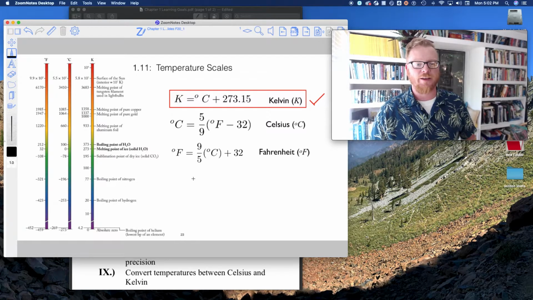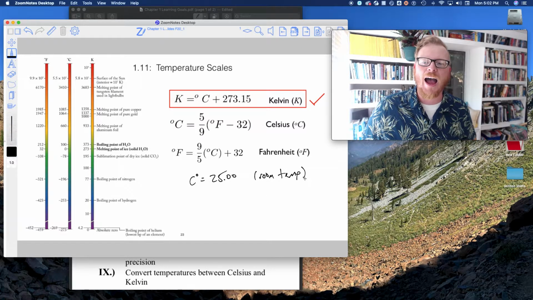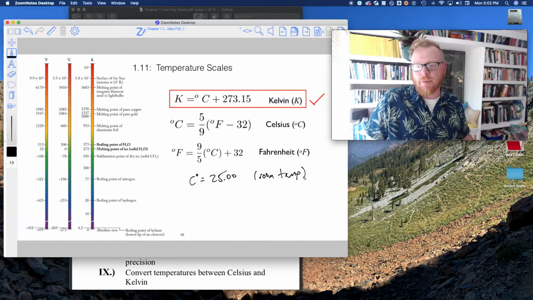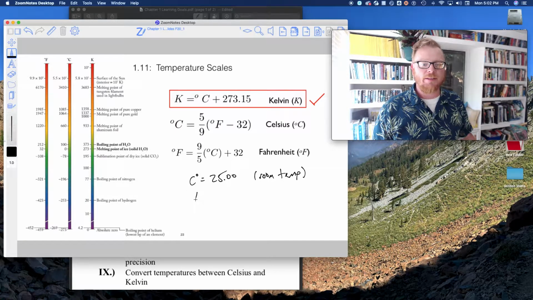So for example, if the Celsius temperature is 25, let's say 25.00, which we note as room temperature, even though 25 is kind of hot for room temperature, I think 20 or 21 is much more appropriate for room temperature, but scientifically we've defined 25.00 as room temp. So that means in Kelvin, and look at this, significant figure rules with addition, right?